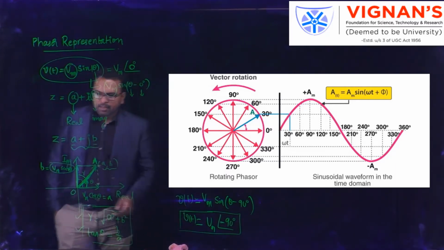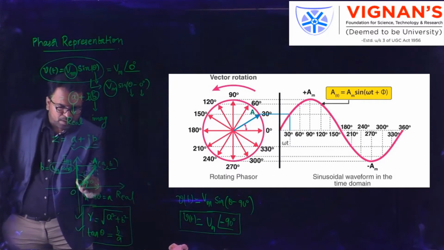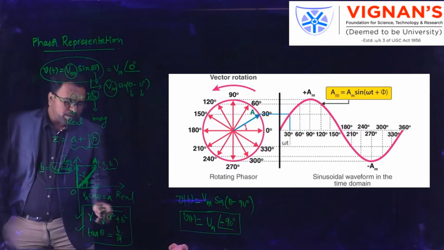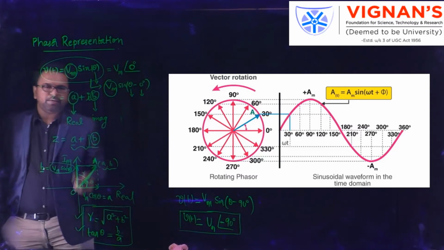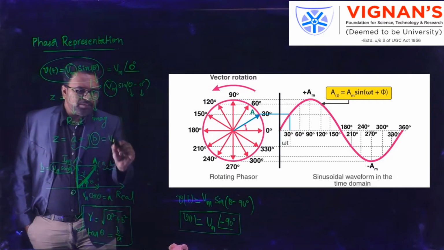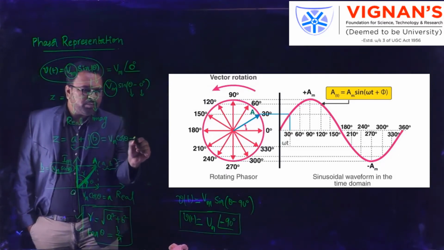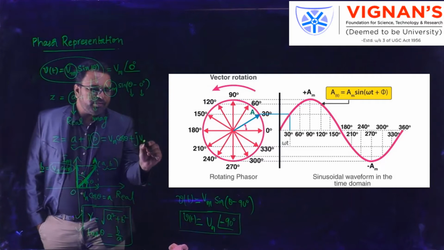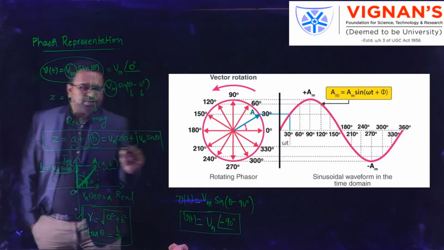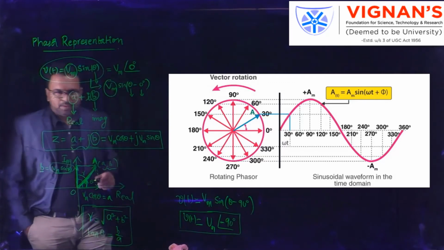And remember that this Vm sin theta is the vertical component, which is nothing but B. So B is the imaginary value. And what about A? A is the real value. So a sinusoidal quantity can be represented as Vm cos theta plus j times Vm sin theta. This is the representation of a sinusoidal quantity using a complex number.